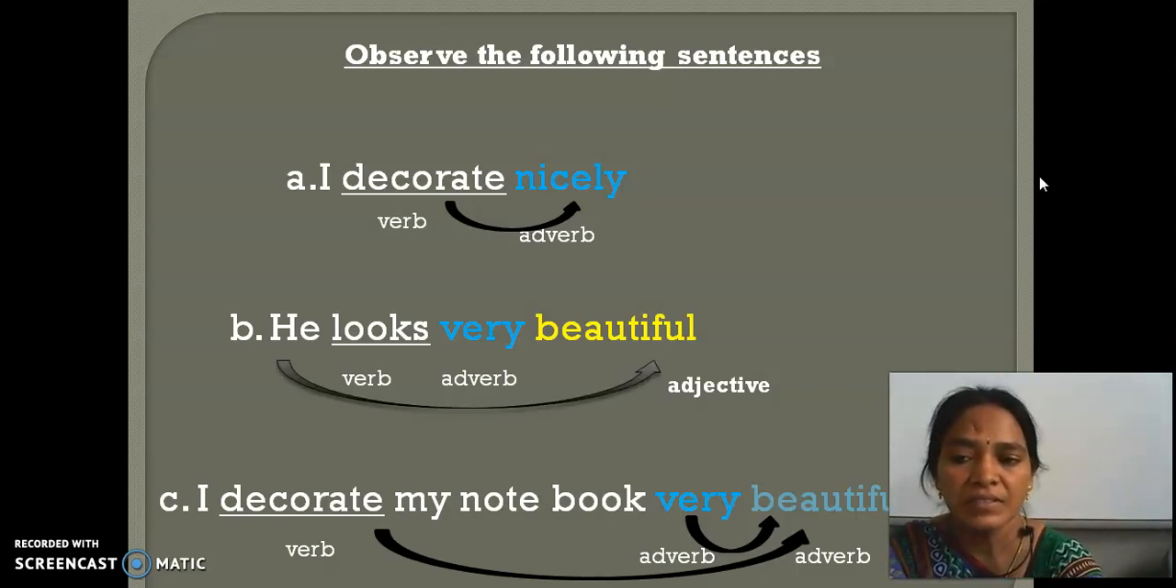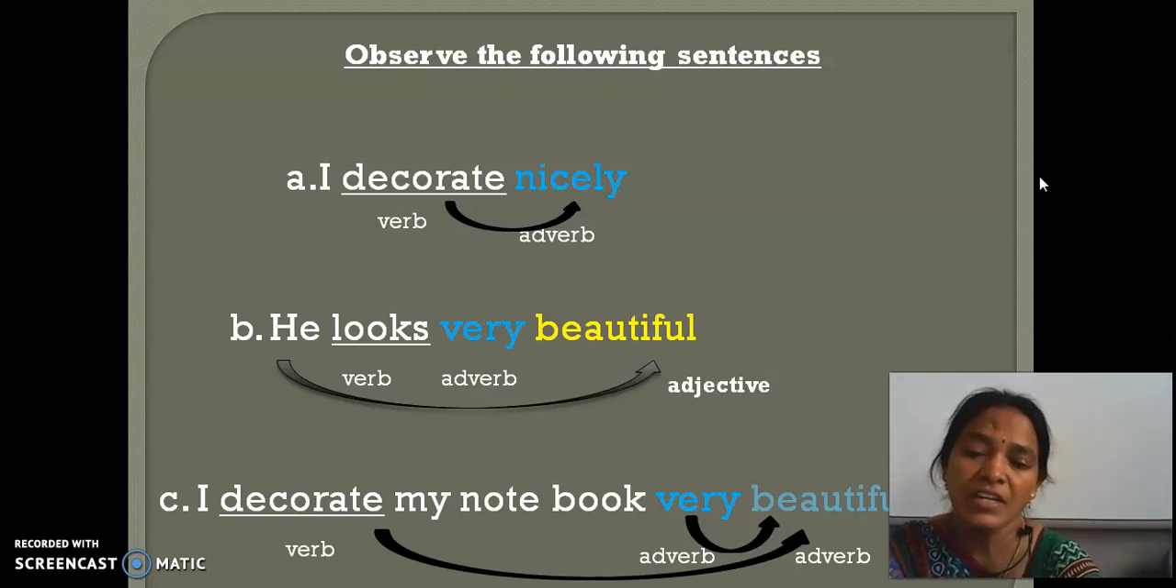Adjective, subject. Then how do you connect this? What is this adverb doing in this particular sentence? What is the adverb doing in the sentence, children? Anybody can guess? Any guess? Yeah.